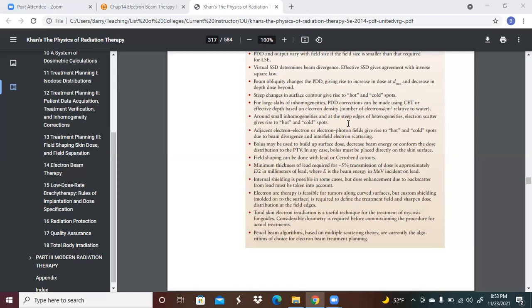Now, the reason you need to keep an eye on that is that when you start trying to junction electrons, you need to factor that bowing effect in. A lot of planning systems like Eclipse and even Pinnacle, Monaco, or whatnot will try to take that into consideration as best they can. But by the time you start combining those junctions with obliquity, and we haven't even talked about it yet, adding bolus onto it, you can come up with a real complex situation.